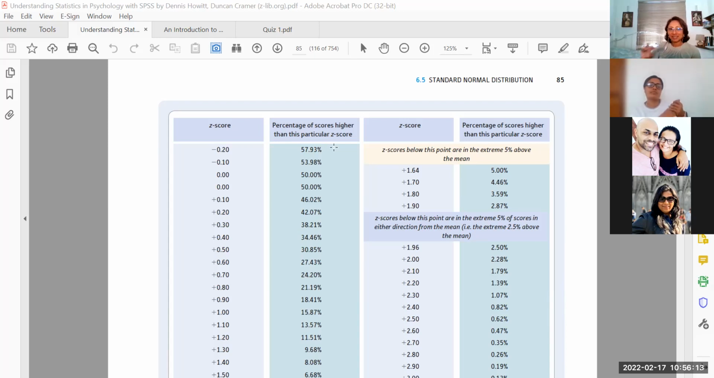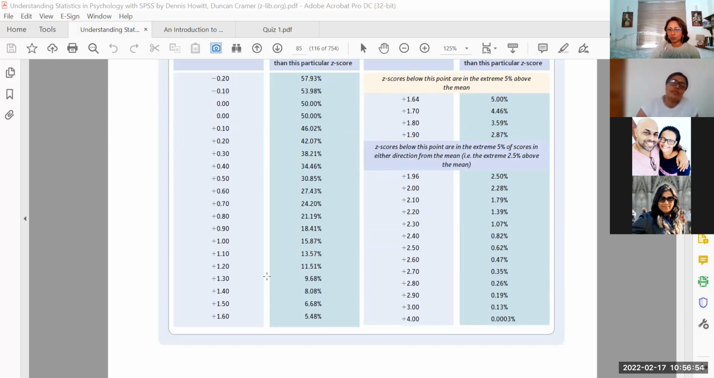57.93% is higher than that particular person's score, right? That is why the tables are given. So obviously when the Z score is the same as the mean, the Z score is 0 at the mean, that makes a lot of sense, right? Z score is 0 when the score is the same as the mean. Then the percentage of scores higher than this particular one is 50%, so that you get 50% on either side. I hope that is clear and a bit obvious.